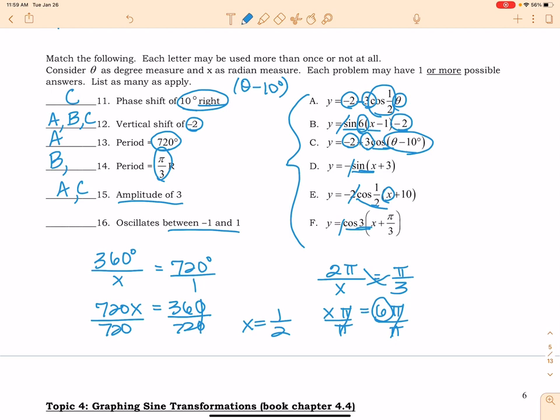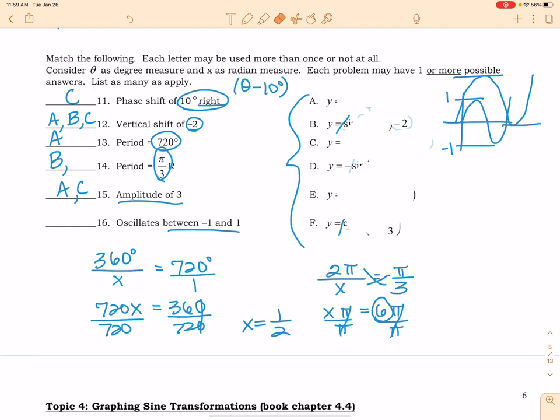All right, number 16, oscillating between -1 and 1. Okay, this one's a little tricky. So let's think about this. When we oscillate between 1 and -1, that means that we need to look for a situation in which our amplitude is 1, so the value directly in front of sine or cosine is 1, but also no vertical shift. Because if this whole thing moved up, then it would be oscillating between like 2 and 0 or something like that. So we want an equation without a vertical shift.